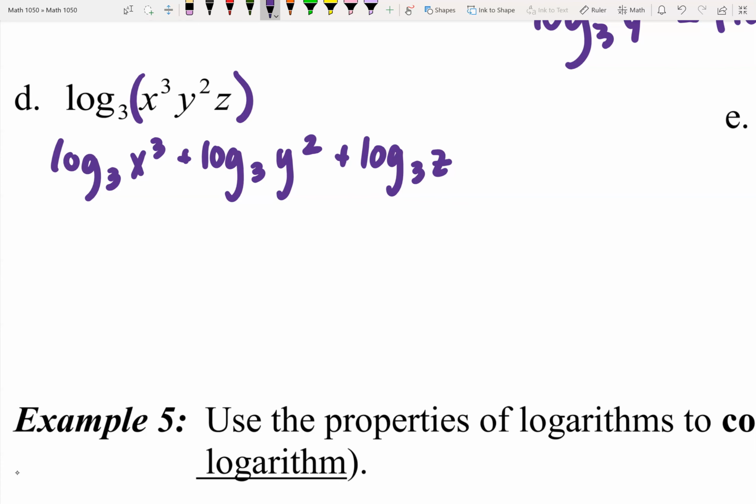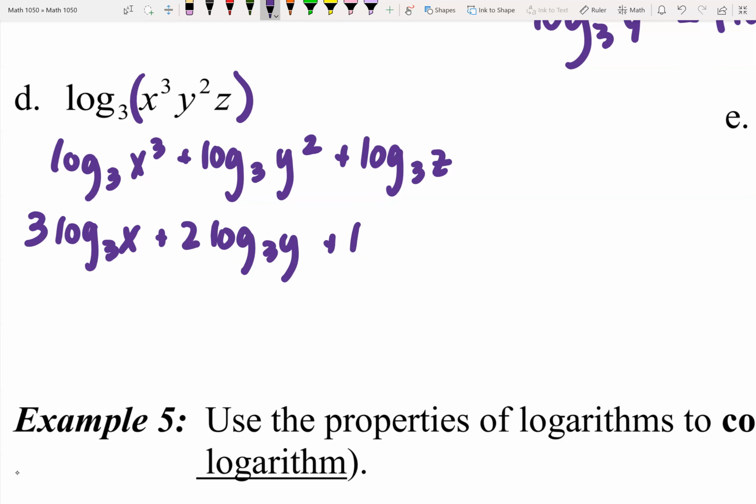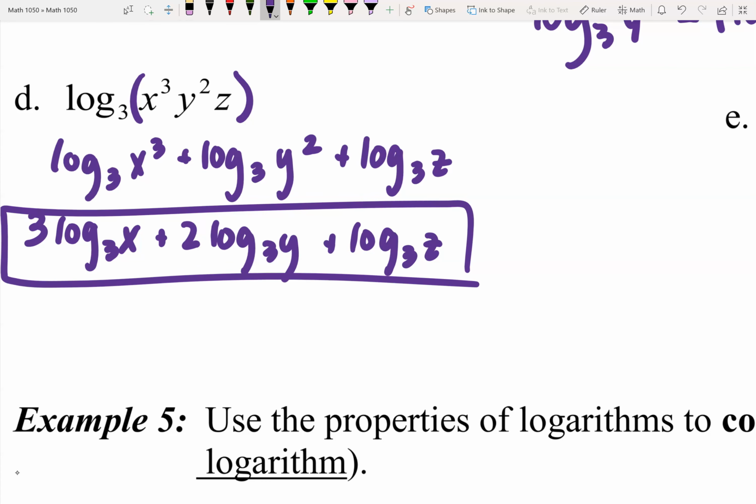Bring down your exponents. Yep. So this is 3 times log base 3 of x plus 2 times log base 3 of y plus log base 3 of z. That is fully expanded as far as we can get it.